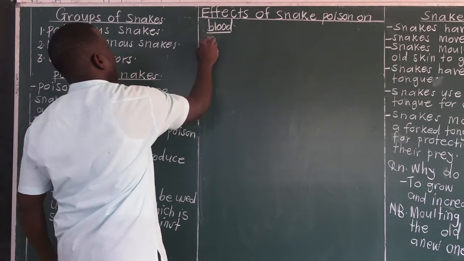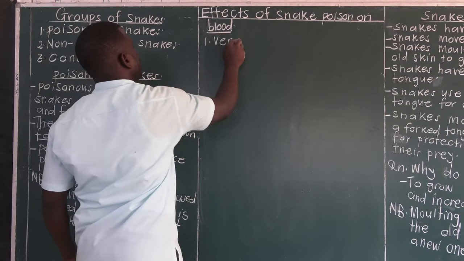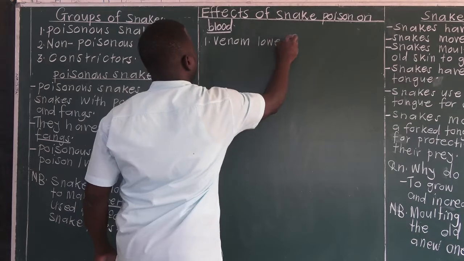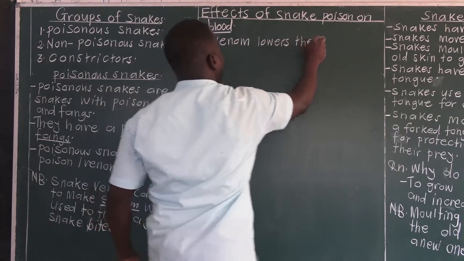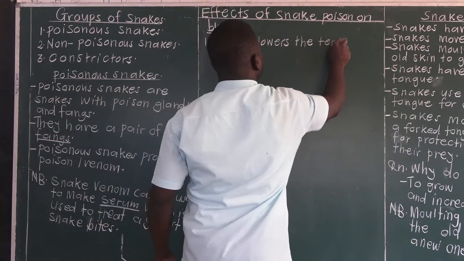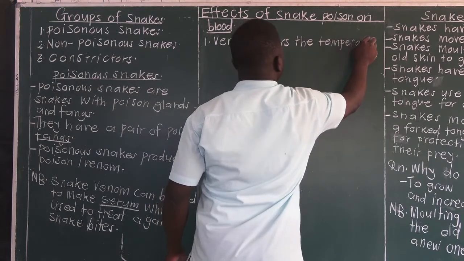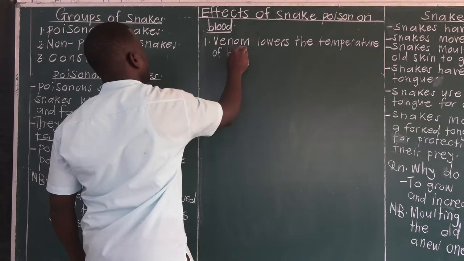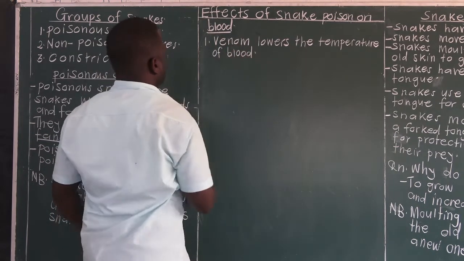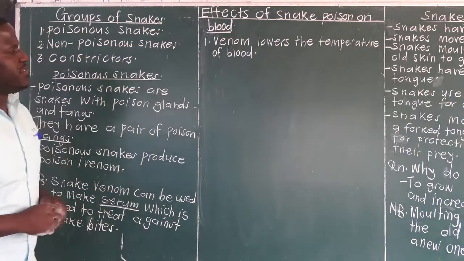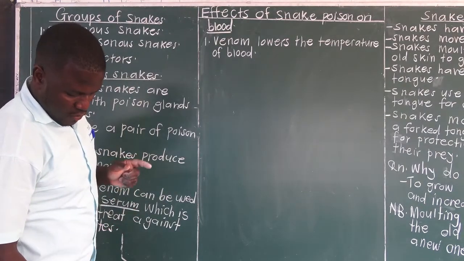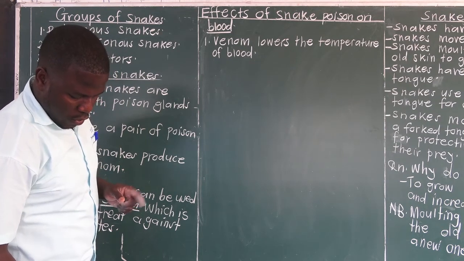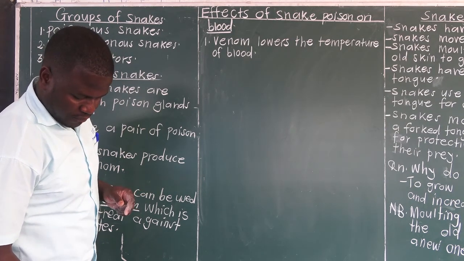For example, one, venom or snake poison lowers the temperature of blood. Venom lowers the temperature of blood. That's already one effect. So if a snake bites you, the blood temperature will lower because of venom.